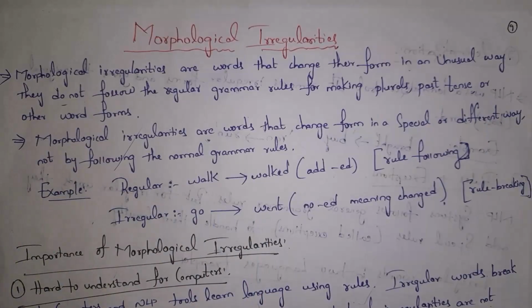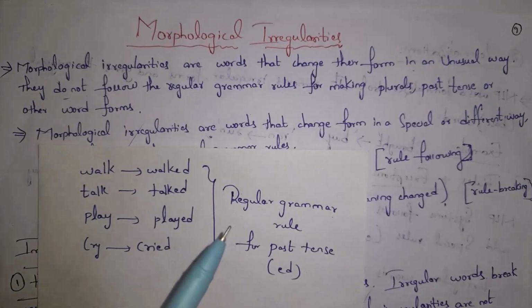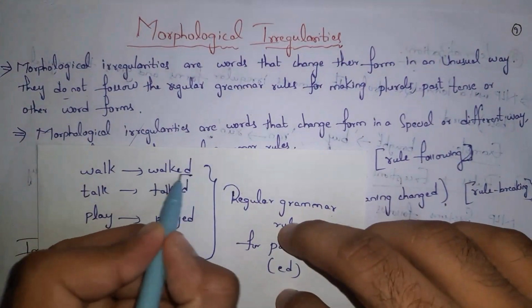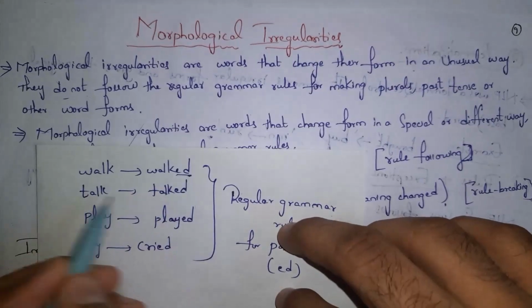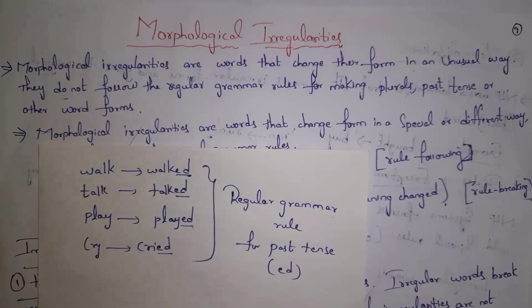Guys, I will give one simple example so that you can clearly understand what morphological irregularities are. For example, if you want to convert any word to past tense, then at last we need to add ed. So the regular grammar rule for making past tense is to add ed at last. For walk, we add ed: walked. For talk, talked; play, played; and cry, cried.